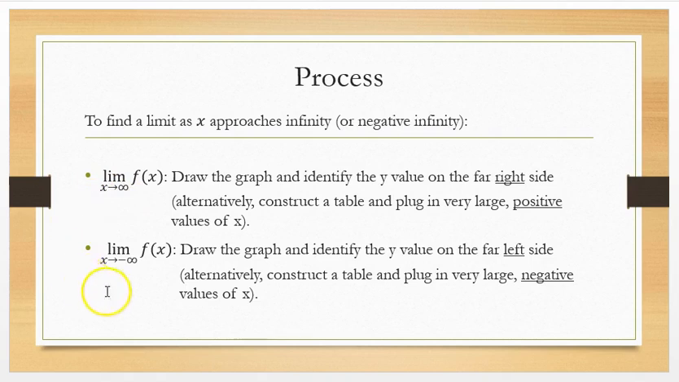The concept is pretty much the same when they say the limit as x approaches negative infinity, just like I would say the limit as x approaches 3 or negative 3. This is just indicating that we're going in the opposite direction on the number line. So for negative infinity examples, you would just look at the far left-hand side of your graph, or you could construct a table if you don't have access to the graph, and put in a very large negative number, like negative 1,000,000, and see what the y value seems to be approaching for your answer.